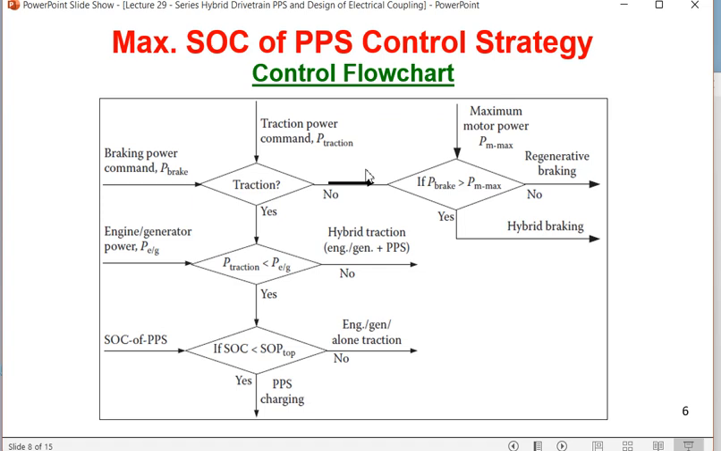We are starting with 2 actions: traction power command, that is P traction, or braking power command, that is P brake. Inputs are coming from the brake, from the accelerator, and from the direction. Depending on that, we have to understand whether it's a traction thing, that means taking the vehicle forward, or a braking thing. Braking power command P brake comes from the brake sensor. Traction power command P traction comes from the accelerator sensor. We have to decide whether it is traction or brake, and depending on that, our next course of action will be decided.